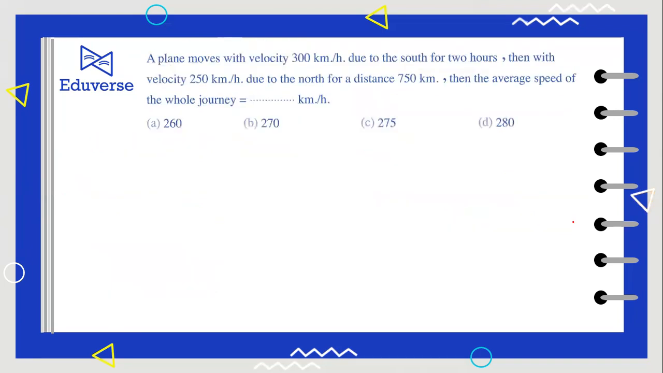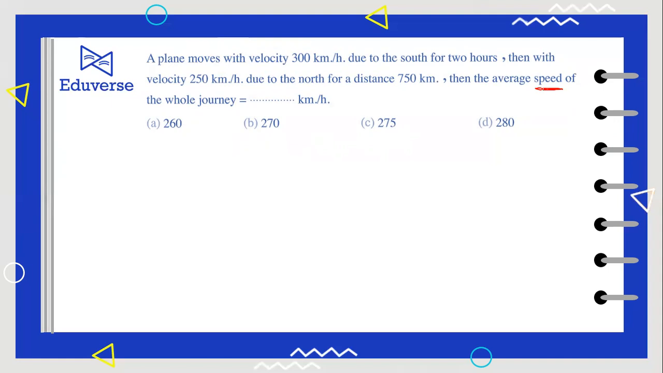Next one, a plane moves with velocity 300 kilometers per hour due south for 2 hours. Then with velocity 250 kilometers per hour due north for a distance of 750 kilometers. Then average speed depends on distance, so the direction is not important.